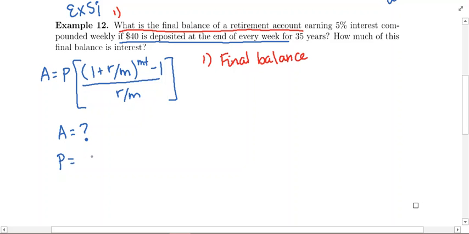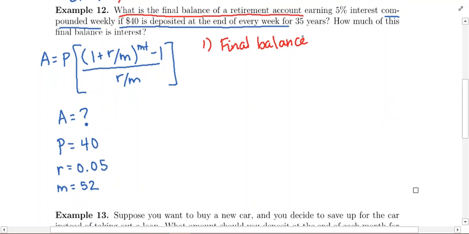P would be the amount of each deposit, so that's going to be the $40 every week. R is the interest rate, so 5% is the same as 0.05. The interest is compounded weekly if you read it, so that means M is going to be 52. And then you're doing this for a 35-year period, so time is going to be 35 years. That's what you would plug into the formula.